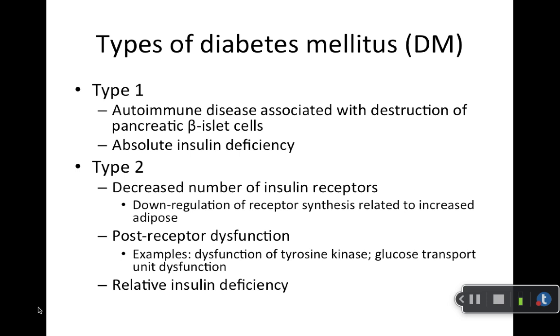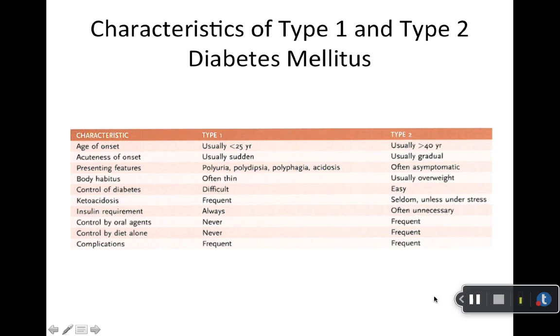Type 1 versus type 2 diabetes. Big difference here is that with type 1, it is an absolute insulin deficiency. There is no endogenous insulin, so those people are completely dependent on exogenous insulin, which we'll talk about, those preparations and insulin formulations, in a little bit. And then type 2, it's a relative insulin deficiency, so they may or may not have to take exogenous insulin. Here are some characteristics of type 1 versus type 2.